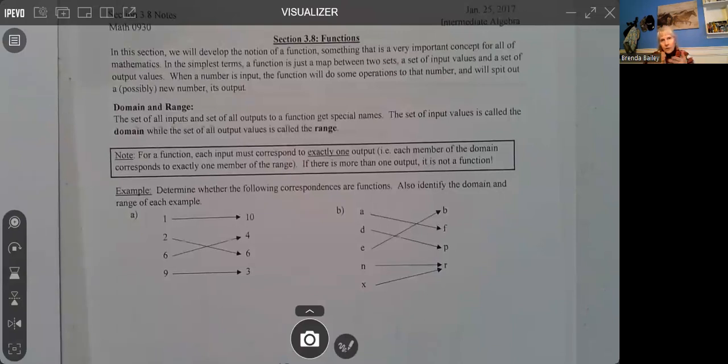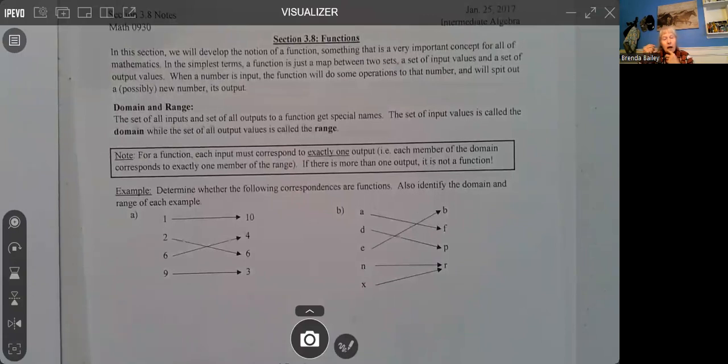So what we're going to do on this first page of the notes is look at what a function is and how you know if it's a function or not. After we talk about what a function is, we're going to talk about domains and ranges on this first page. And then we're going to look at graphs.